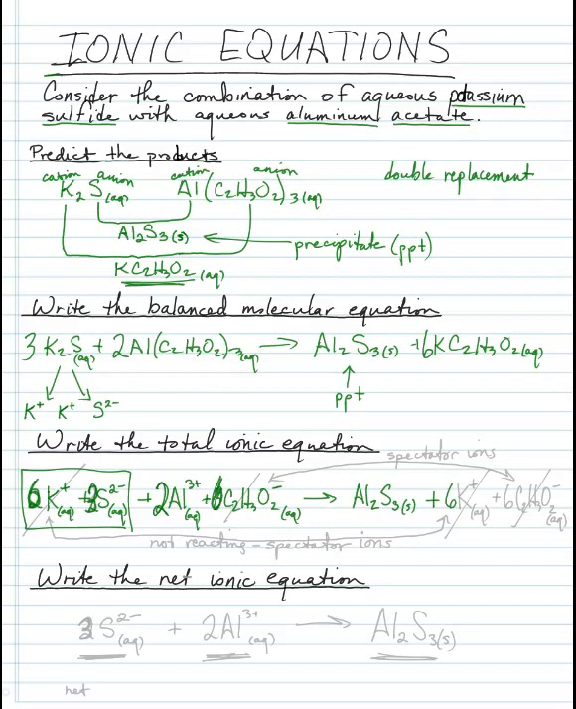And going to the last thing in our equation, we have potassium acetate and we have 6 formulas of those, so we're going to get 6 of each of those ions, all separate from each other.